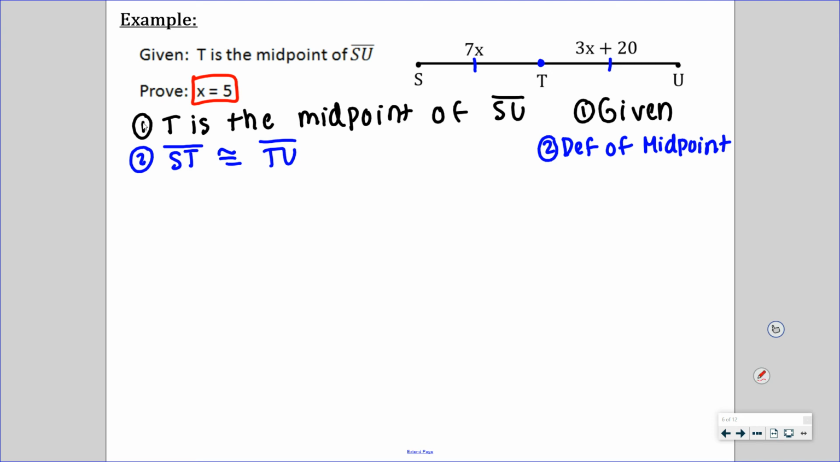Look what else is given to us in our picture here. They're telling us what the length of ST is. What is the length of ST? It's 7x. We're also given the length of TU, which is 3x plus 20. And since those are congruent, those lengths would have to be the same. What we just did there, guys, is a little substitution. We substituted in 7x for the length of ST because that was given to us. So our justification can be subs.